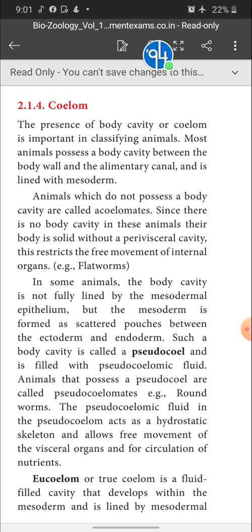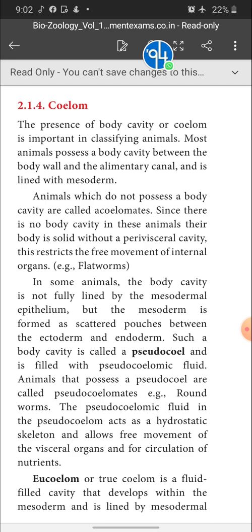But the mesoderm is formed as scattered pouches between the ectoderm and the endoderm. Such a body cavity is called pseudocoel and is filled with pseudocoelomic fluid. Animals that possess a pseudocoel are called what? Pseudocoelomate. Example, roundworms. The pseudocoelomic fluid in the pseudocoelom acts as a hydrostatic skeleton and allows free movement of the visceral organs and for circulation of nutrition.